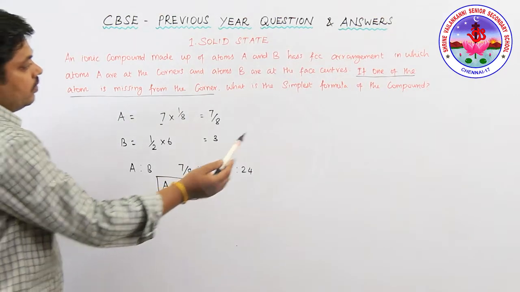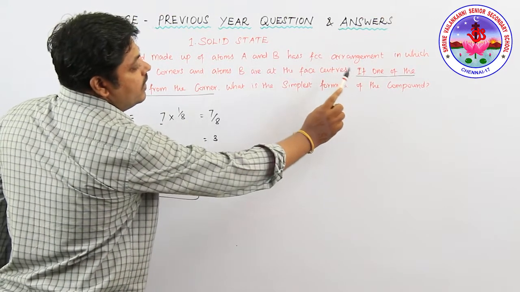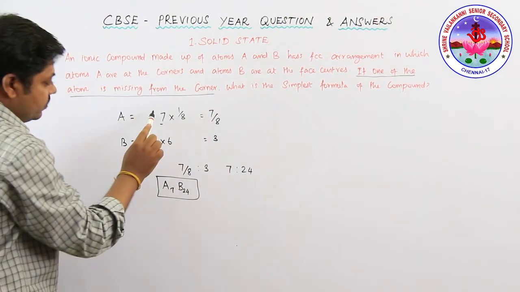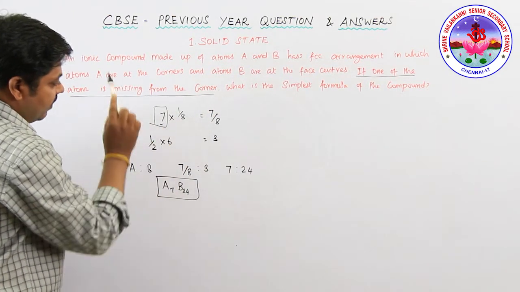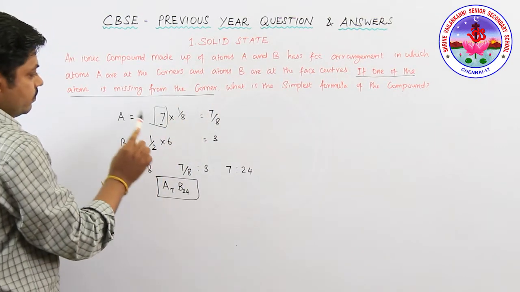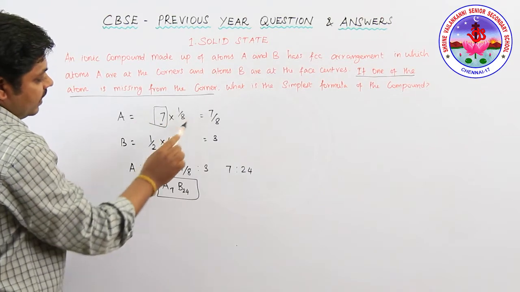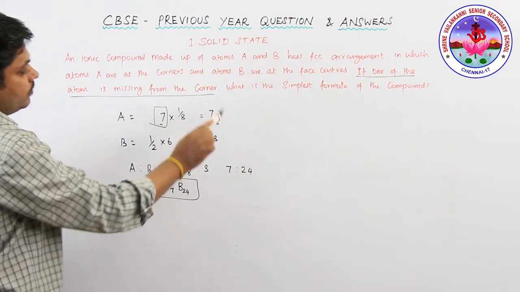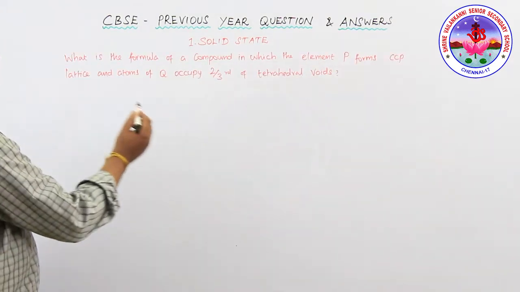So, you must carefully read the question. If one of the atoms is missing from the corner, that is why here I took the 7. Usually there are 8 atoms in the corner, and one is missing, so 7. The sharing of that atom at the corner is 1 by 8, so 7 into 1 by 8 becomes 7 by 8.